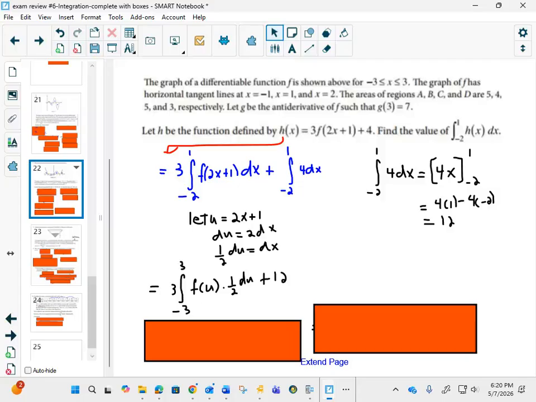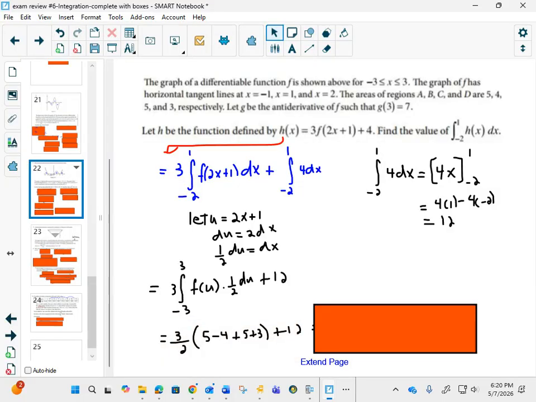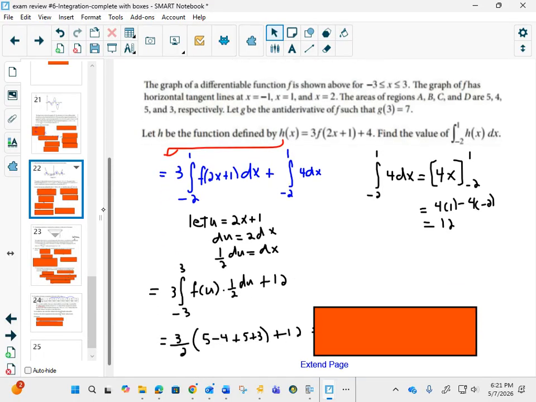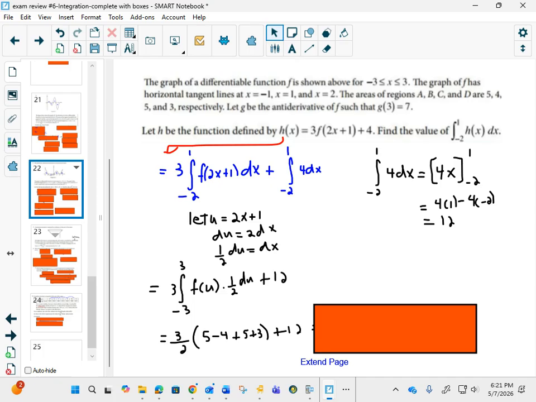The integral of f is going to be g. So if we want to go from negative 3, here's f, f is given. If we want to do the area under here from negative 3 to 3 of f of u, we're just going to add up all those areas, right? 5 minus 4 plus 5 plus 3.